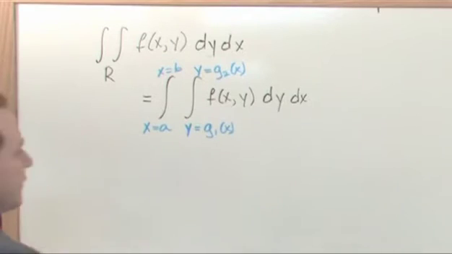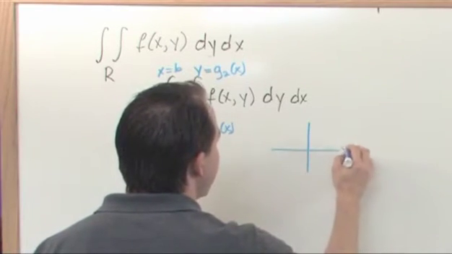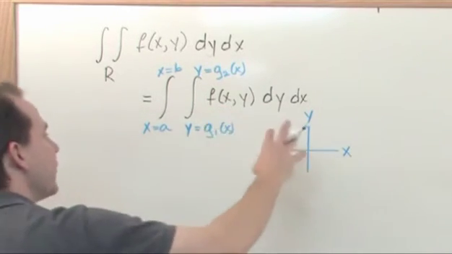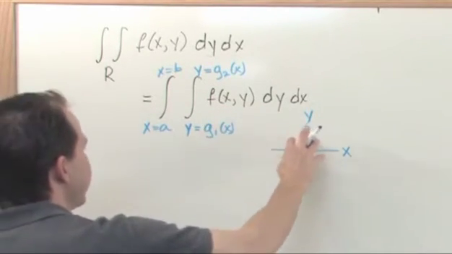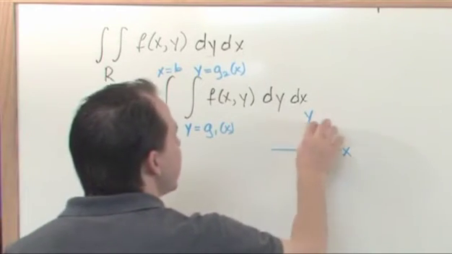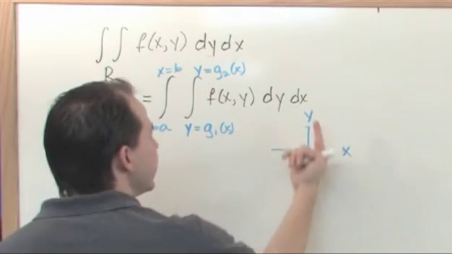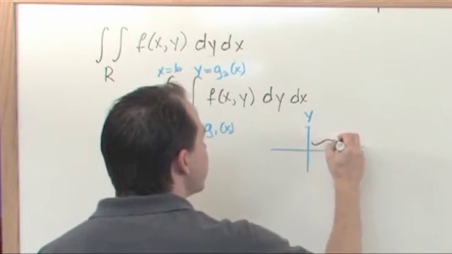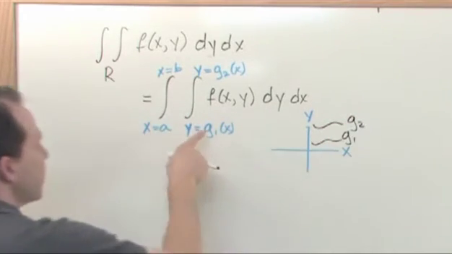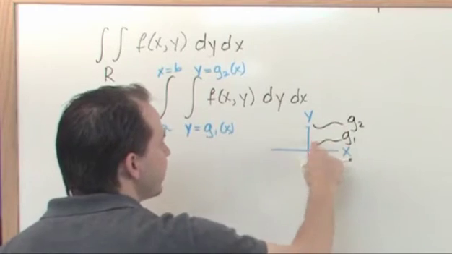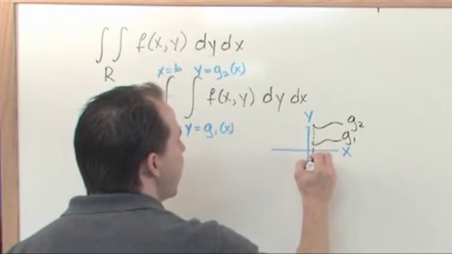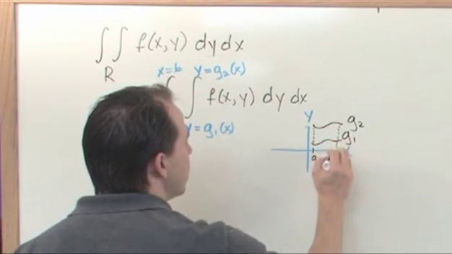So real briefly, not to belabor it too much, if this is x and y, we're looking down on the xy plane, and the function we're integrating is hovering over the xy plane because it's a function of x and y. Since we were integrating along y first, along this direction, we had some function here, which we called g1, and we integrated up to some function here, g2. These are just functions of x, okay? And then we integrated from a over to b.